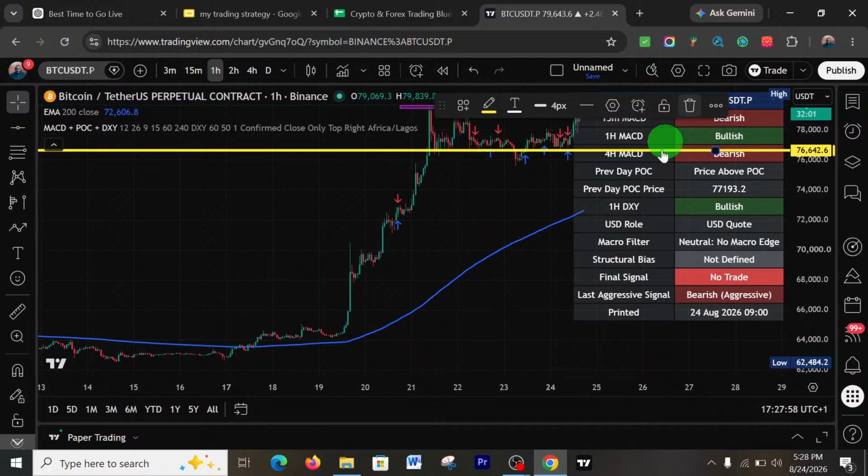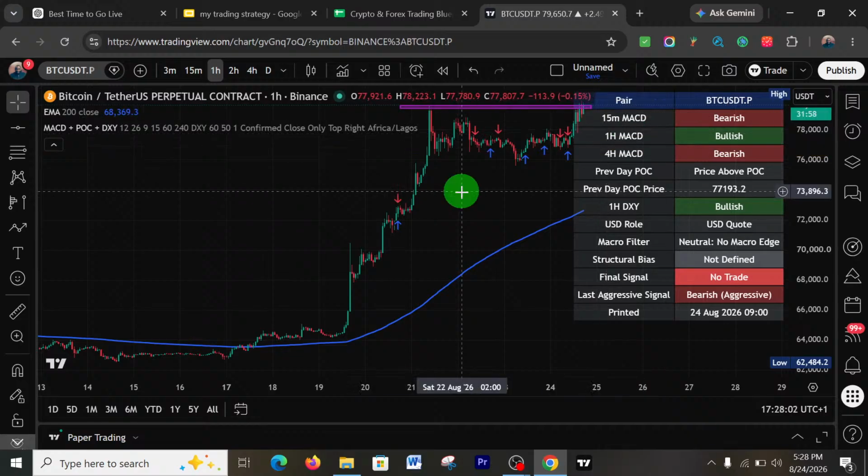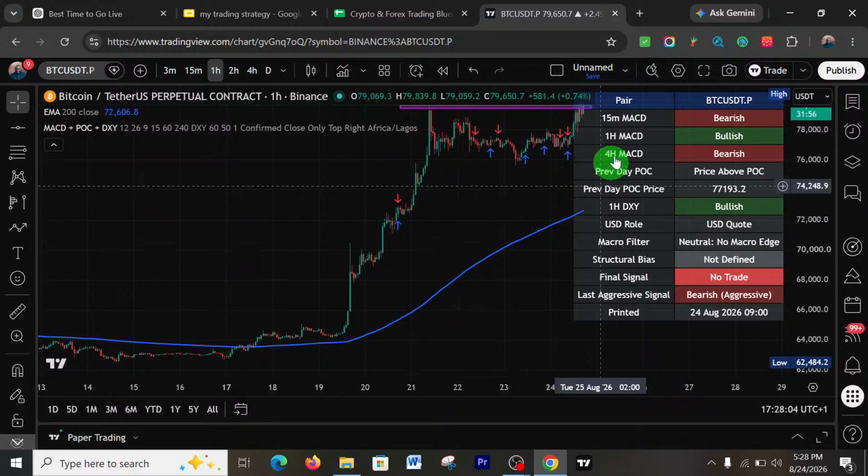So this is the structural bias indicator. It uses the MACD histogram. So the 15 minute MACD histogram is bearish. The 1 hour MACD histogram is bullish. The 4 hour is bearish. This is the previous day's POC, which is point of control.